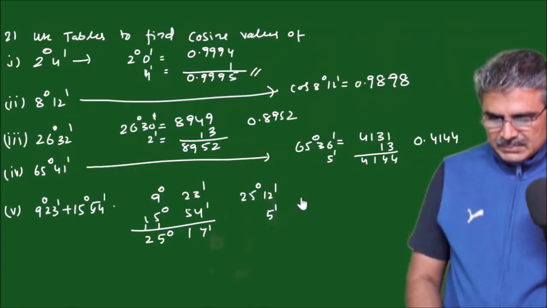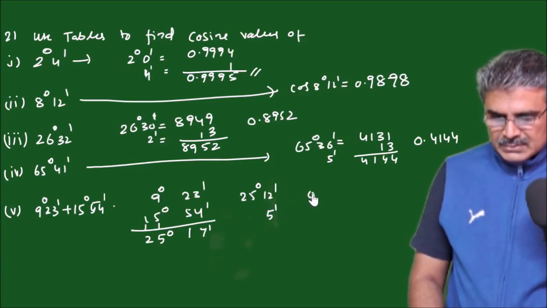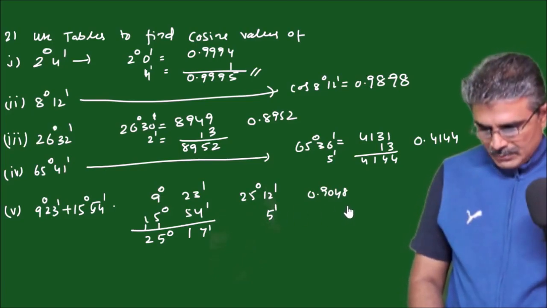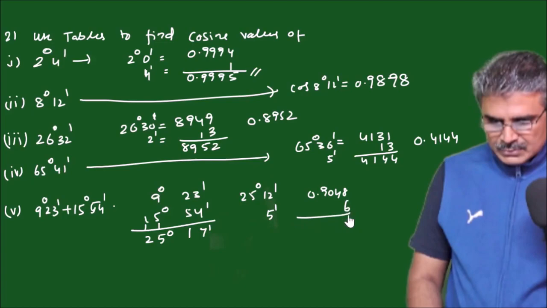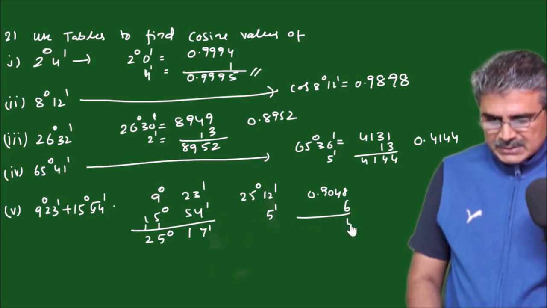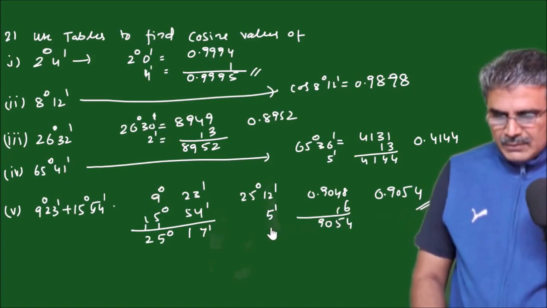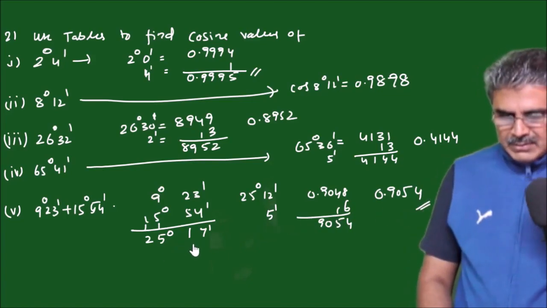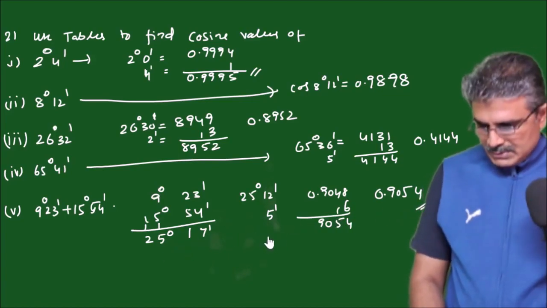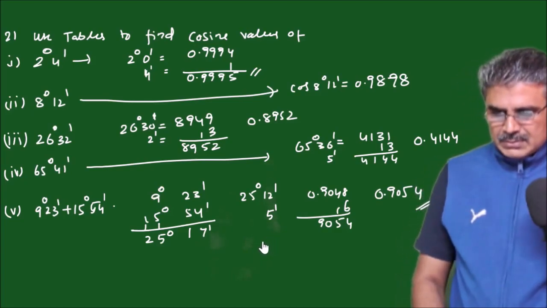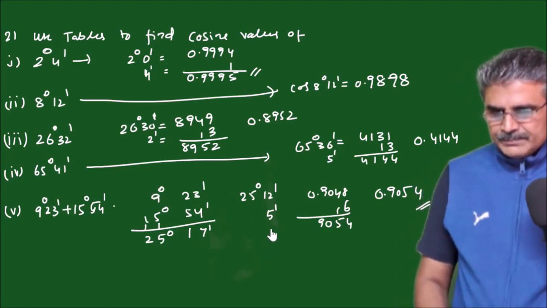So 9048 is the cosine value of this one, 0.9048, and at mean difference of 5 minutes you have 6 as the value. So now we add this: 8, 6, 14, 1, and this is 5, 0, 9. So the total value is 0.9054, which is the value for cos 25 degrees 17 minutes. Okay, so like this we need to check the values from the tables.